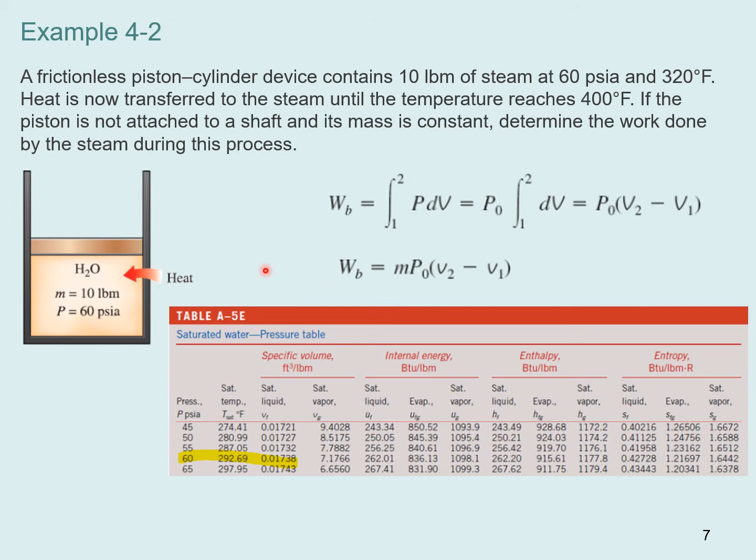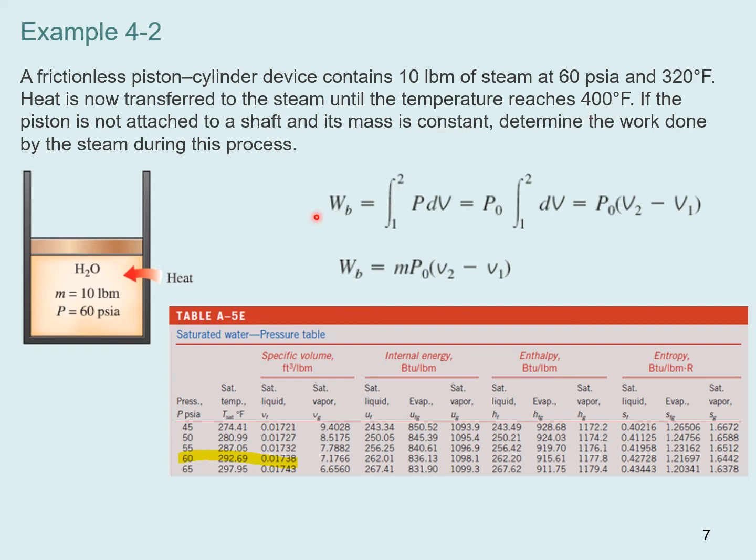Let's look at example 4.2. It says a frictionless piston cylinder device contains 10-pound mass of steam at 60 psi and 320 degrees Fahrenheit. Heat is now transferred to the steam until the temperature rises to 400 degrees Fahrenheit. If the piston is not attached to the shaft and its mass is constant, determine the work done by the steam during this process. So when you read over this example, it gives you the mass of steam, the initial pressure and initial temperature. Heat's transferred and the temperature changes.